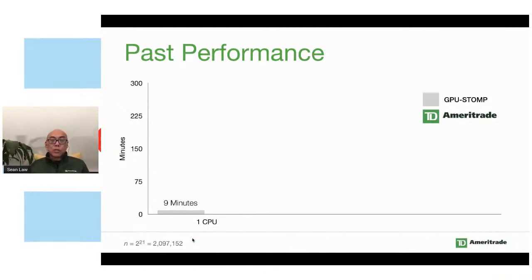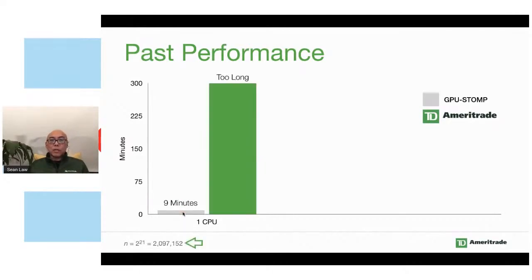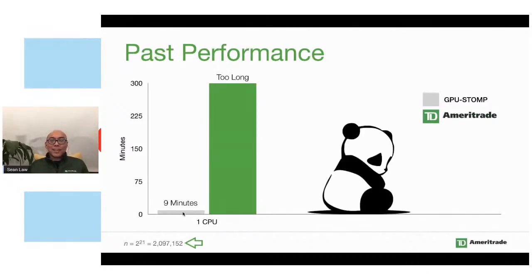So this is about 2 million data points in length. And in their published work, using their GPU STOMP algorithm, they demonstrated that they could compute the matrix profile in 9 minutes. So I implemented the same thing, right? And on a single CPU, it just took way too long. It doesn't even register. It was more than 300 minutes. It was way, way too long. And this made me a sad panda.